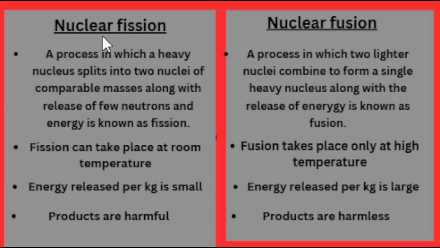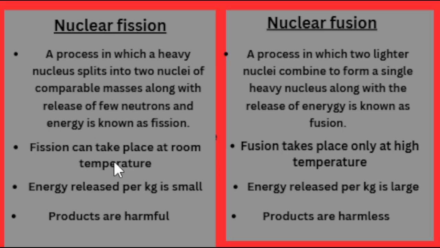Difference between nuclear fission and nuclear fusion. Nuclear fission is a process in which a heavy nucleus splits into two nuclei of comparable masses along with the release of a few neutrons and energy, whereas nuclear fusion is a process in which two lighter nuclei combine to form a single heavy nucleus along with the release of energy.